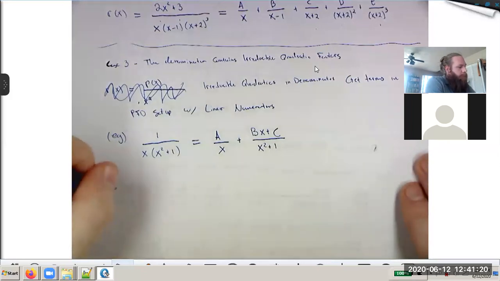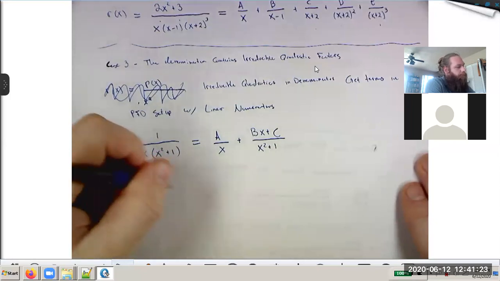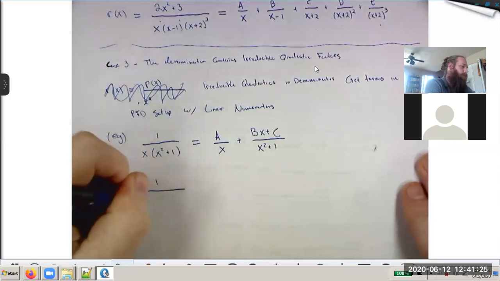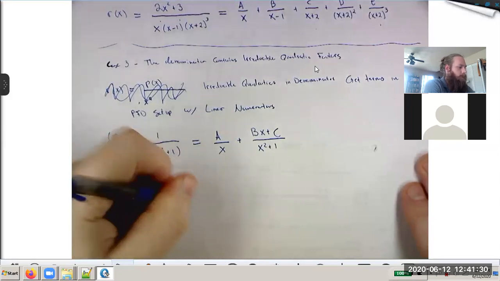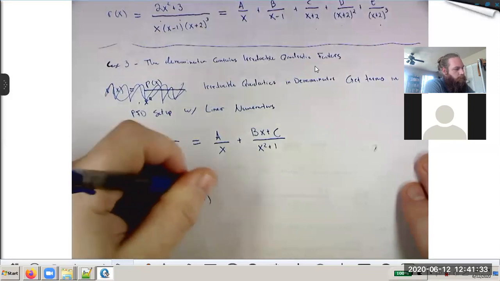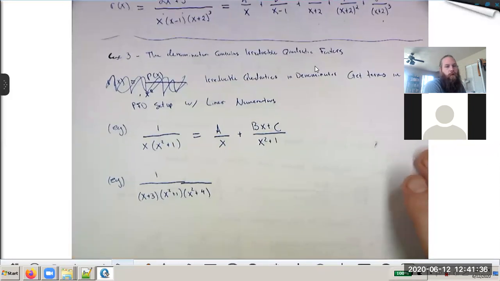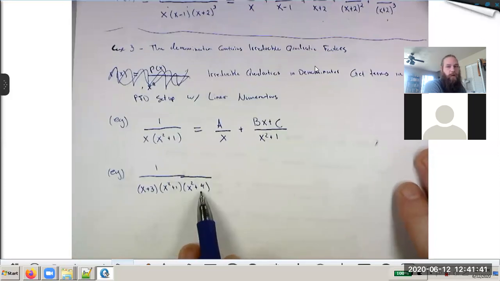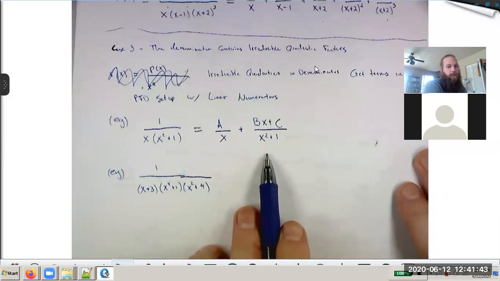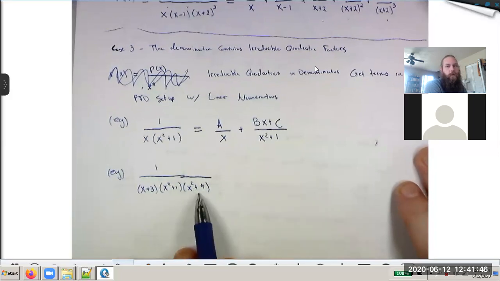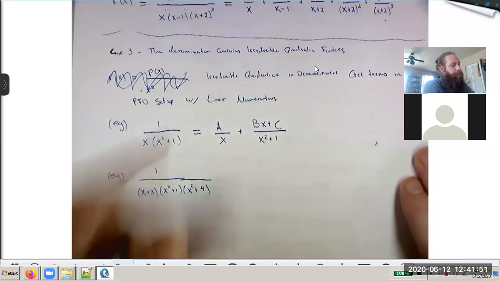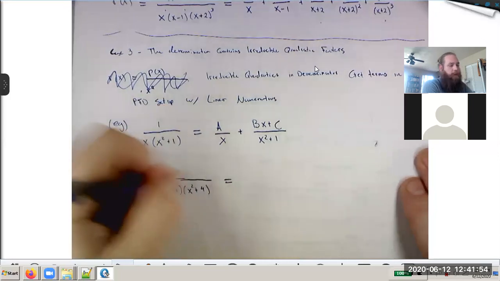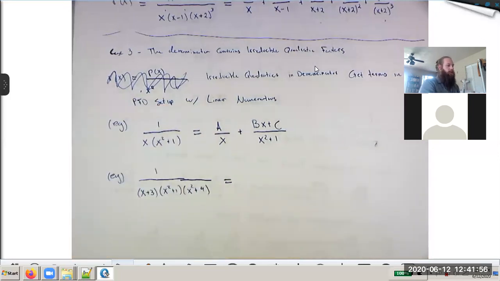If I had something like this, for example, where I have 2 different irreducible quadratic factors downstairs, it's important that you check that these are irreducible. If these aren't irreducible, you don't do this. Irreducible means doesn't factor over the real numbers, means that the roots are non-real complex numbers. If these do factor, then you factor them and you treat it as one of the previous cases.